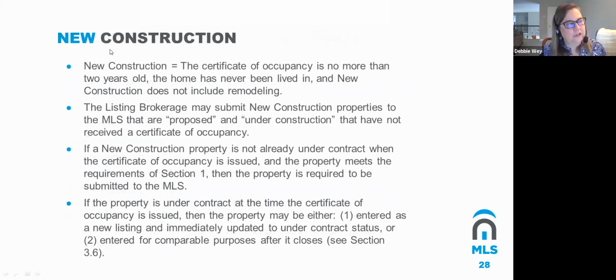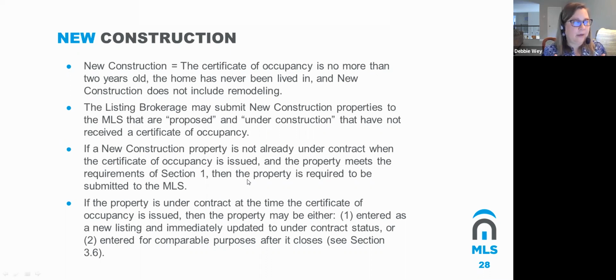So a little bit more information about new construction. Our definition for new construction is that the certificate of occupancy is no more than 2 years old. The home has never been lived in, and new construction does not include remodeling. And so the clear cooperation rule is that for new construction, you may submit those properties that are proposed and under construction that have not received a certificate of occupancy. We like that. We want to get that new construction into the MLS, even if it's not completely built, but it's optional at that point.